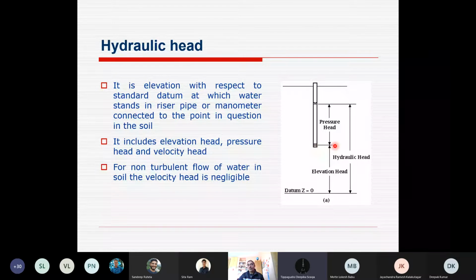So at this point, the measure of head from this point is called the pressure head, and the difference of this point from the reference level is called the elevation head. So it is basically called the hydraulic head. Suppose, for example, can you answer, if I put this datum or reference line at the ground surface, what will be the hydraulic head in that case?